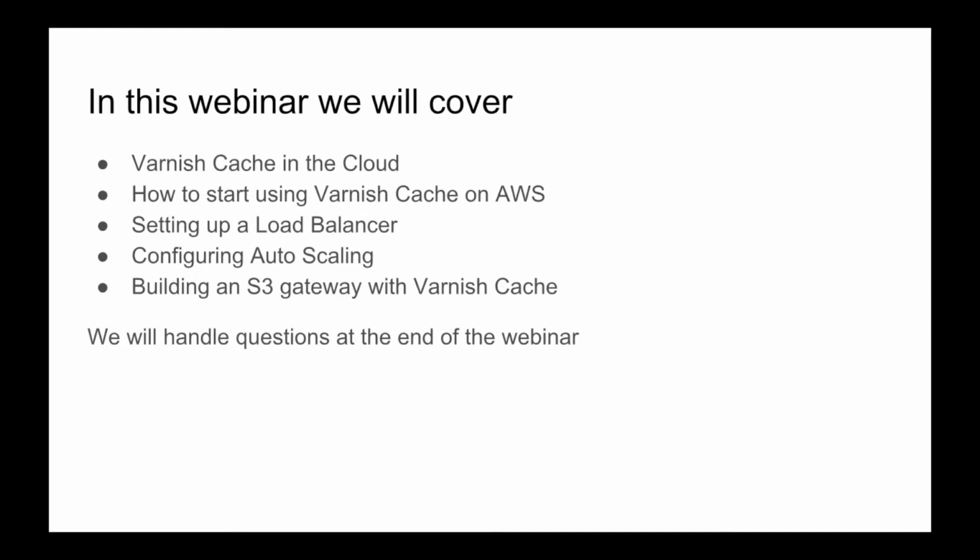So in this webinar, we will cover Varnish Cache in the cloud, where to find it, how to start using Varnish Cache on AWS, how to find it, buy it, and launch an instance on the marketplace. We will set up a load balancer in front of Varnish, and we will have an example web server that we will use as a backend for Varnish. We will also configure autoscaling, where we will scale Varnish based on incoming traffic. And finally, we will be building an S3 gateway with Varnish Cache.